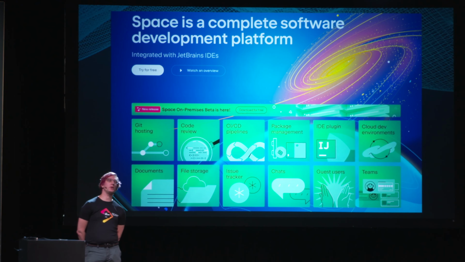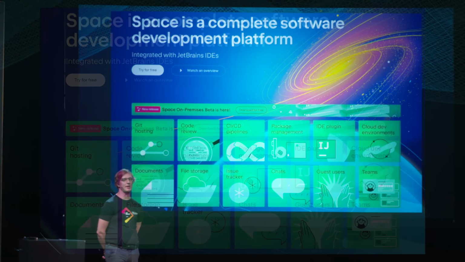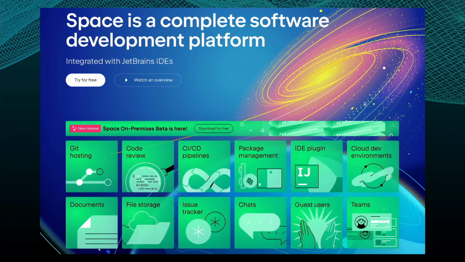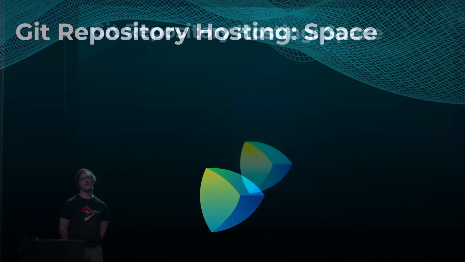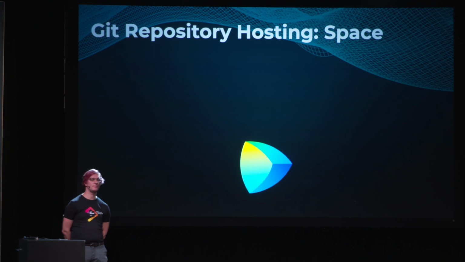The solution that we use for hosting the Git repository is Space. Space is basically our new product that is kind of our answer to GitLab, but also more than that. It's essentially a set of tools that includes everything that a company needs to automate their software development activities. So hosting, code review, CI/CD, and a lot of other stuff. We are not using all of that for IntelliJ, so I'll be talking about the specific parts that we use for IntelliJ development. And the first one, as I mentioned already, is the Git hosting.